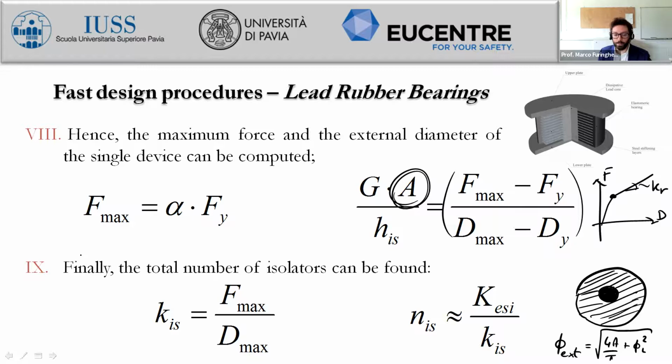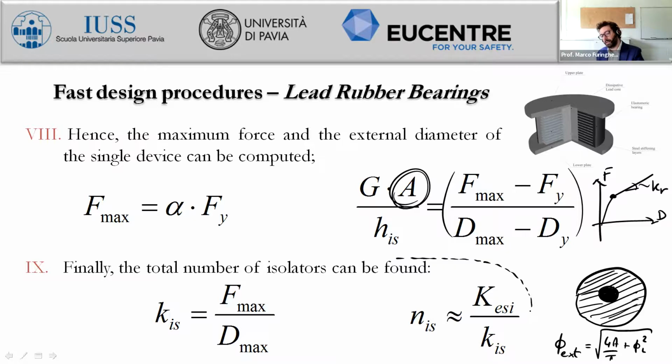So finally, we can compute the total number of isolators, through the computation of the single isolator stiffness, by dividing the maximum force of the single isolator by the maximum displacement. And then we get the number of devices, which is the ratio between the equivalent stiffness of the whole isolation system divided by the single device stiffness coefficient. Okay, and this is it for lead rubber bearings.